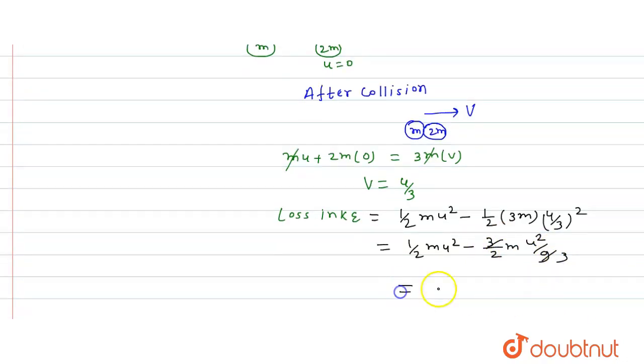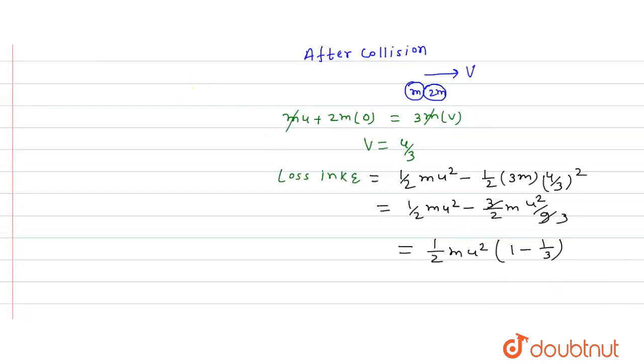Okay, so here take the common 1 by 2 m u square, so this will be 1 minus 1 by 3. Okay, so this will be equal to 1 by 2 m u square into 3 minus 1 upon 3, that is 2 upon 3. So 2 and 2 cancel. So loss in kinetic energy will be m u square upon 3. Okay, so this will be our final answer.